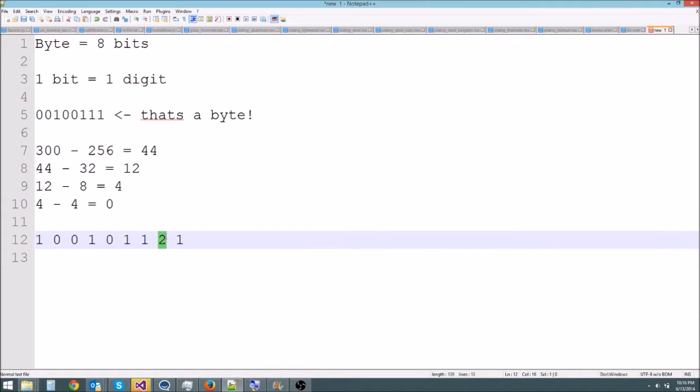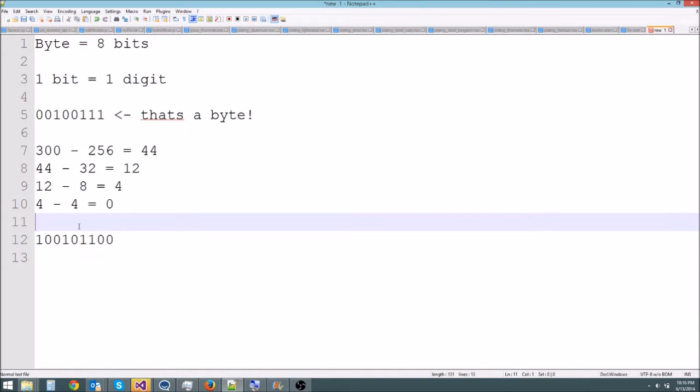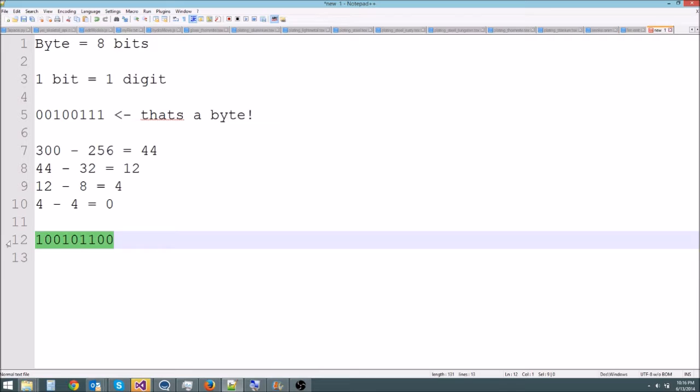Now is 2 less than or equal to 0? No, so we put a 0 there. Is 1 less than or equal to 0? No, we put a 0 there. So now we have our binary number, 100101100, and this is 300 in binary. Wasn't that easy? Now you know how to read binary, you know how to convert from integers to binary and back again.